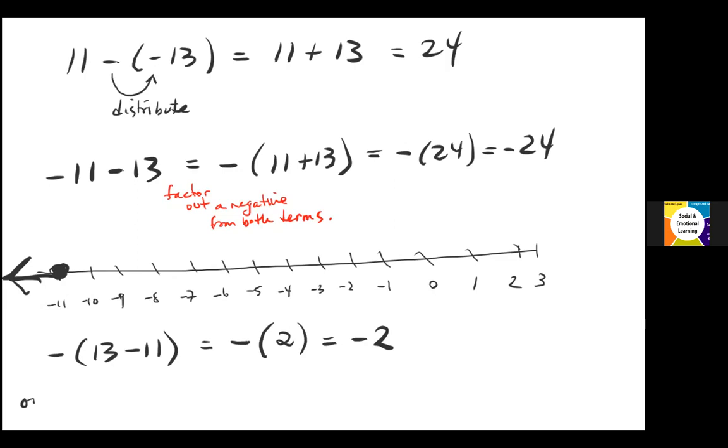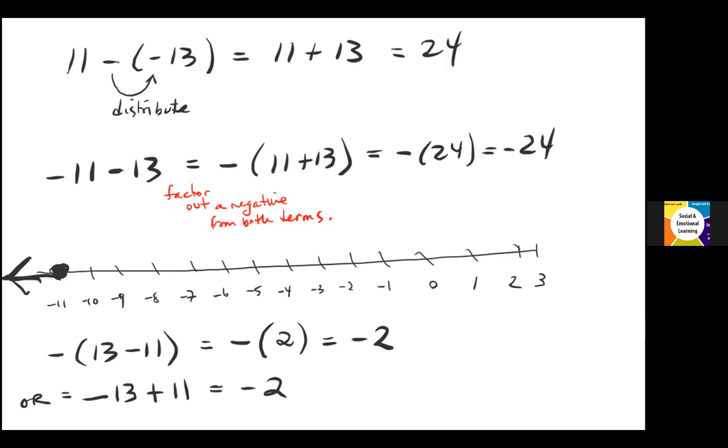Or we could say, I'm going to distribute this negative in: negative 13 plus 11. So I'm starting at negative 13 on the number line, I'm adding 11, so I go more positive by 2 units. You can think about it both ways. So I'll give you lots of practice questions to practice these principles.